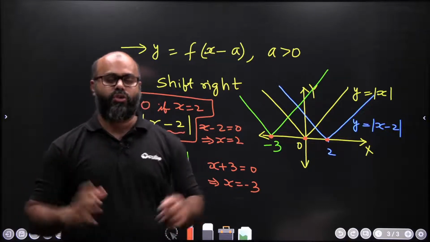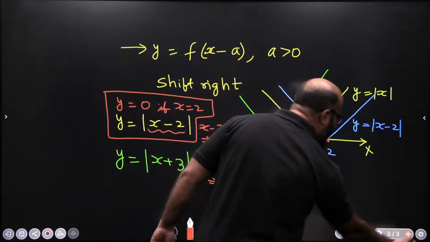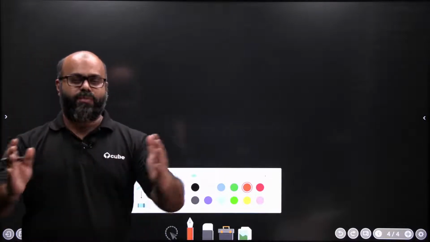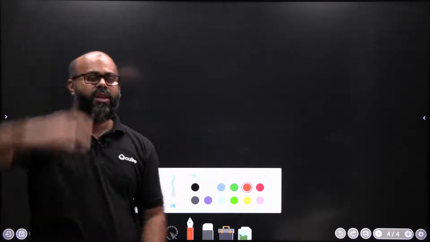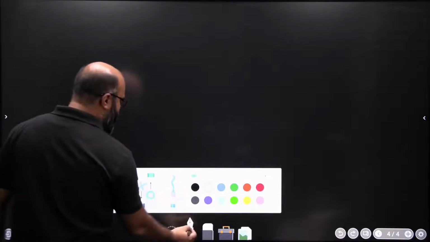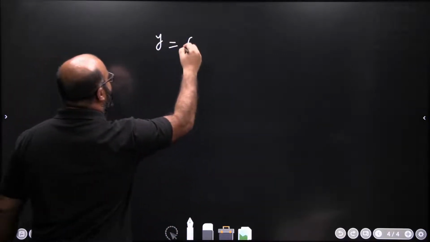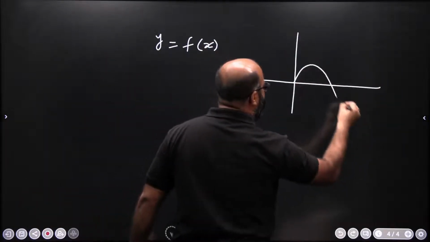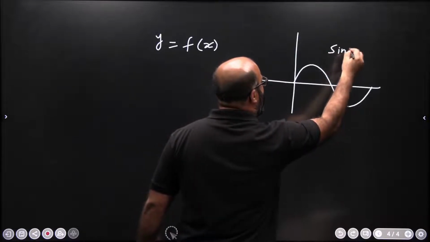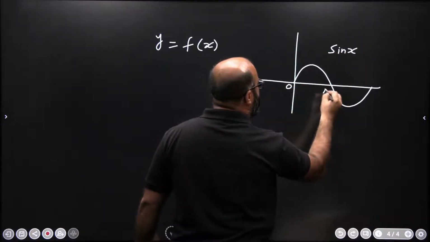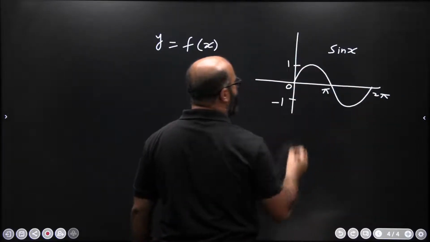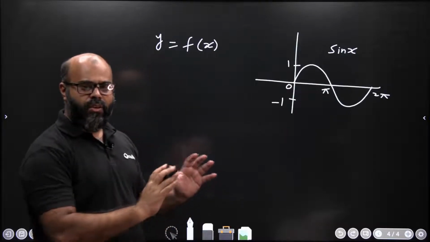Now there is something else also. As we discussed earlier, there may be shrinking and expansion: horizontal shrinking, vertical shrinking, horizontal expansion, vertical expansion. In such a situation, if we have a graph y is equal to f of x, right now I am taking the sin x graph, which you have all gone through in trigonometry. So this is 0, this is pi, this is 2 pi, this is 1 here, this is minus 1 here. So this graph of sin x is known to us.